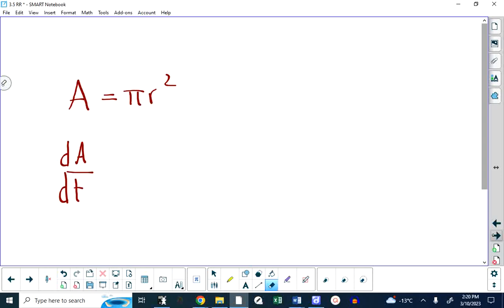So when I say to you, what is the derivative of A with respect to t, this is where we all of a sudden magically out of thin air introduce dA/dt. We go, well, I'm going to differentiate with respect to t. But if I differentiate this side with respect to t, then I have to differentiate this side with respect to t. Now, r is a variable. What's the derivative of pi r squared with respect to t?